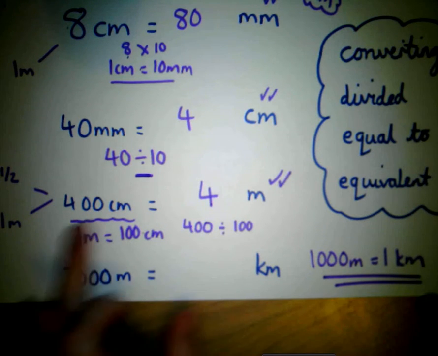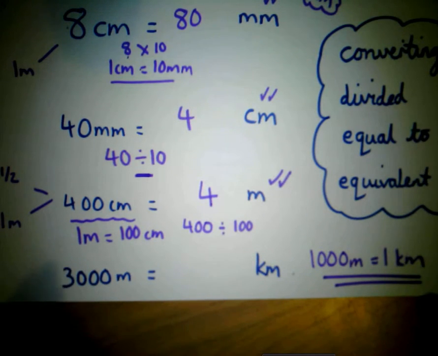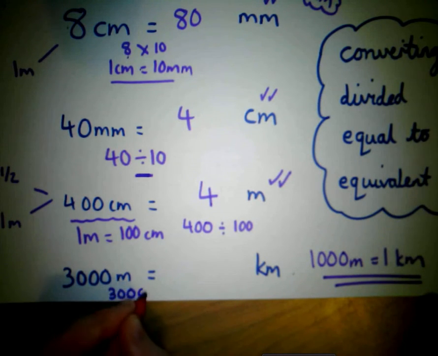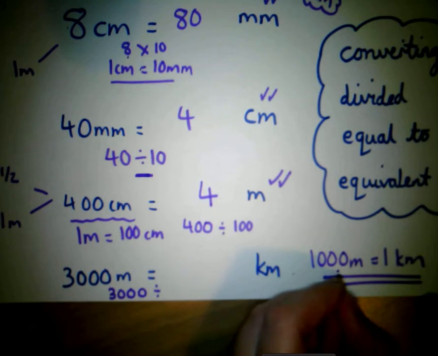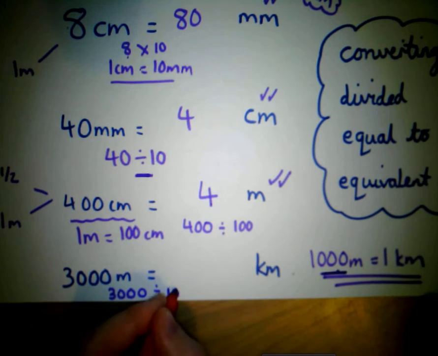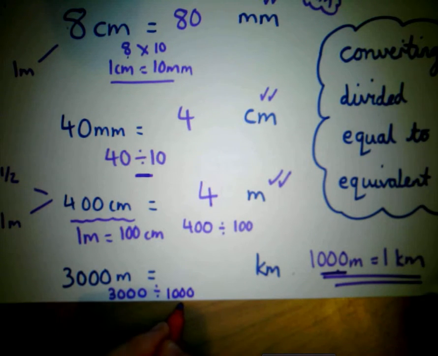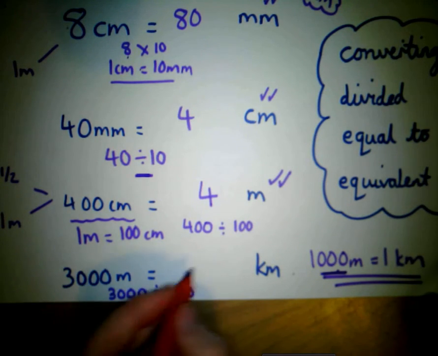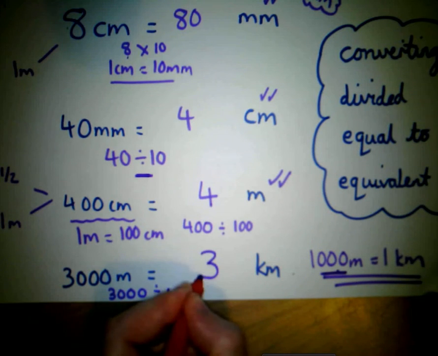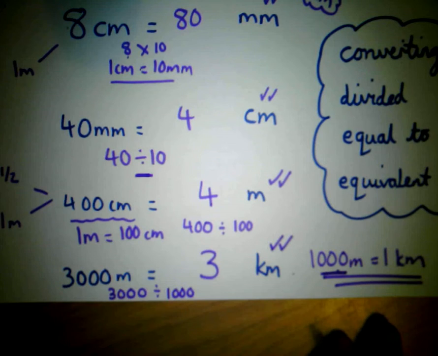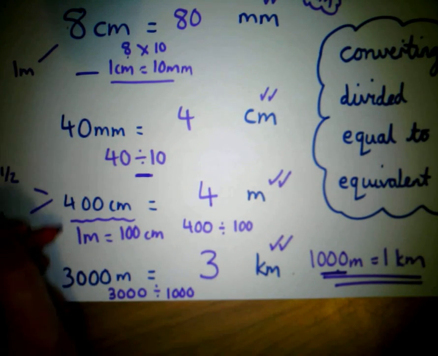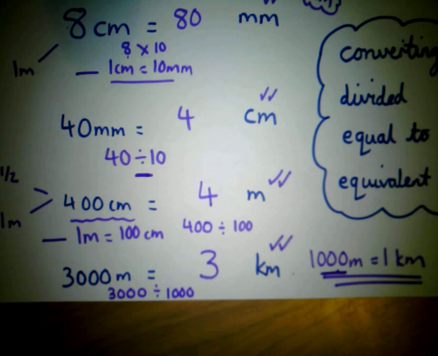So simply, same as this system before, I'm going to divide 3,000 divided by 1,000 from over here. And I know that 1,000 goes into 3,000 3 times, so my answer must be 3 kilometres. Go and have a go at these today. It is nothing new. Stick to the system. Remember this fact, and this fact, and you won't go wrong.